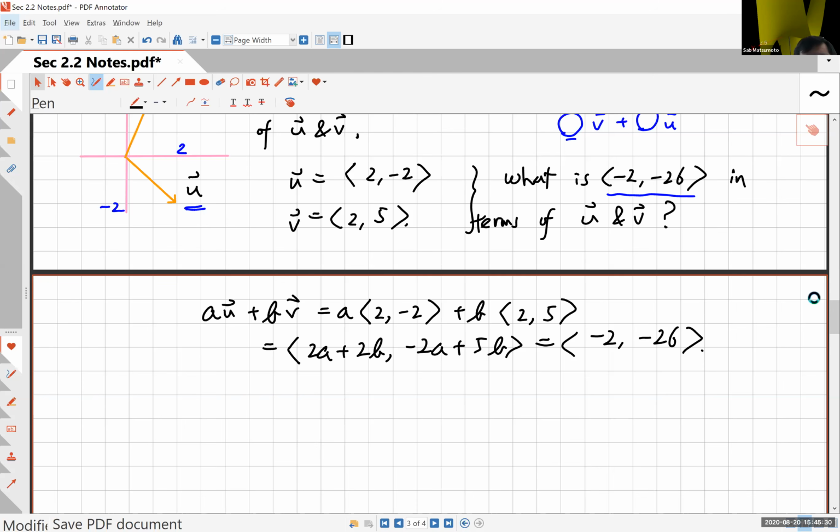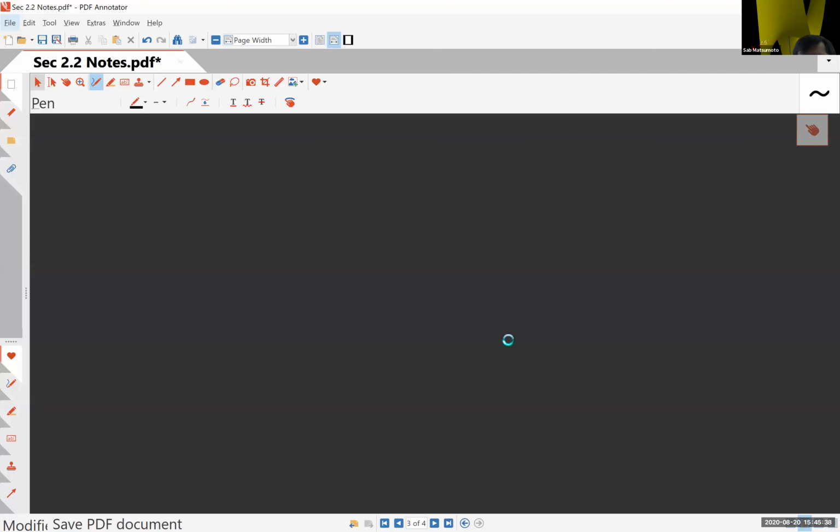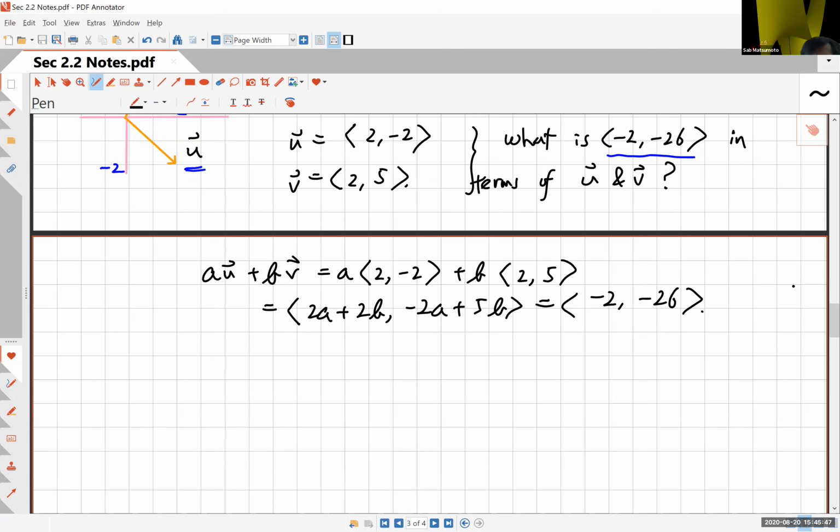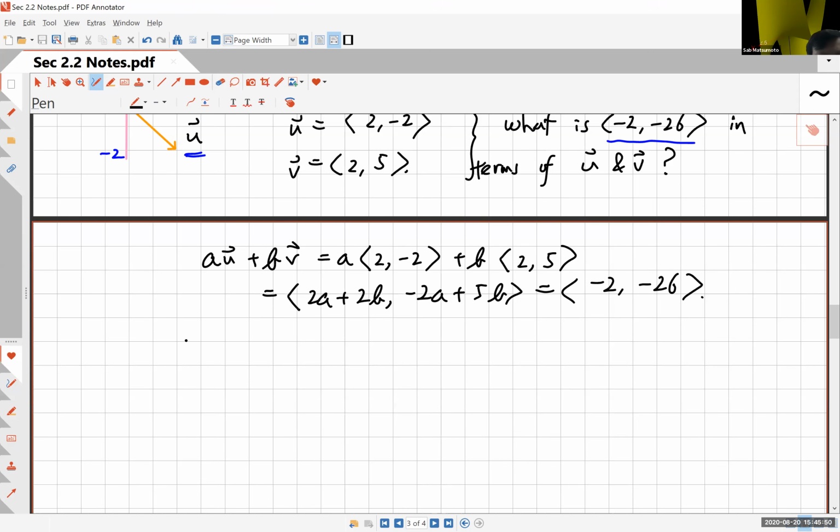All right, so au plus bv is equal to this expression: (2a plus 2b, negative 2a plus 5b), and we want this to be equal to (-2, -26). So you got it, right? 2a plus 2b is equal to negative 2, and then negative 2a plus 5b is equal to negative 26. And so it comes down to a basic algebra problem called a system of linear equations.